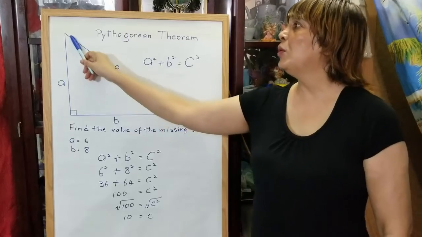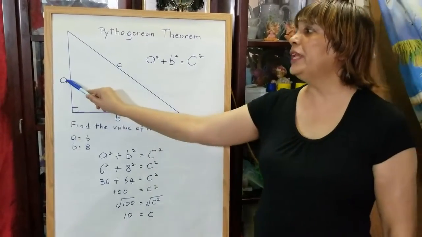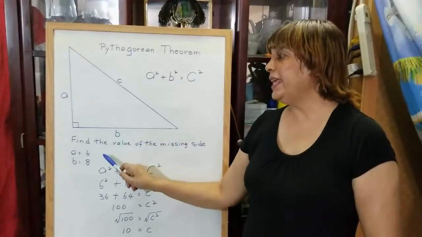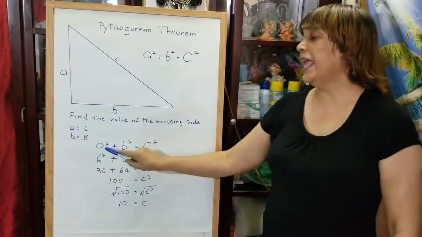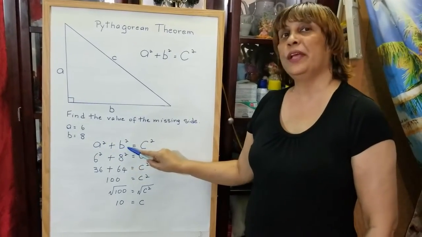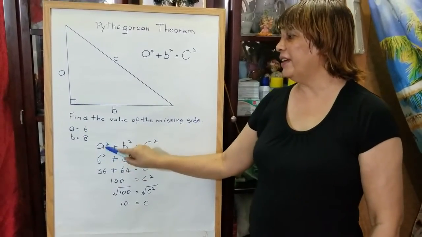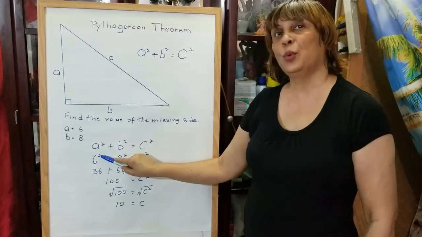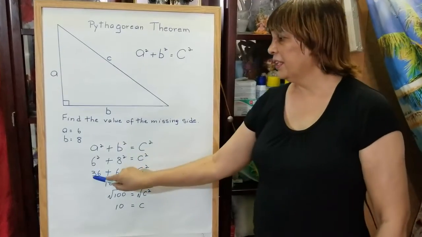Let's say now we want to find the length of C. Let's say that's the missing value, and we know the length of A is 6 and the length of B is 8. So we use the formula A squared plus B squared is equal to C squared. Let's put the value of A here. A is equal to 6, so it will be 6 squared added to 8 squared is equal to C squared.